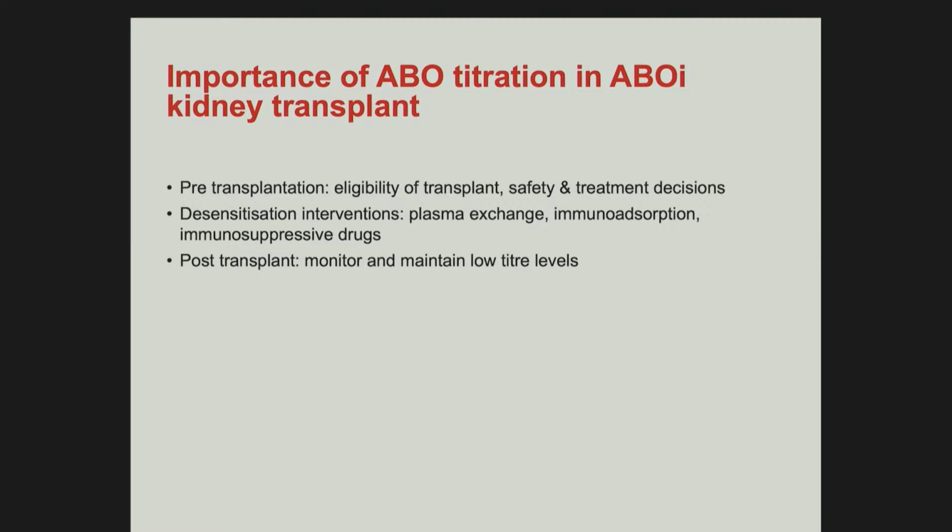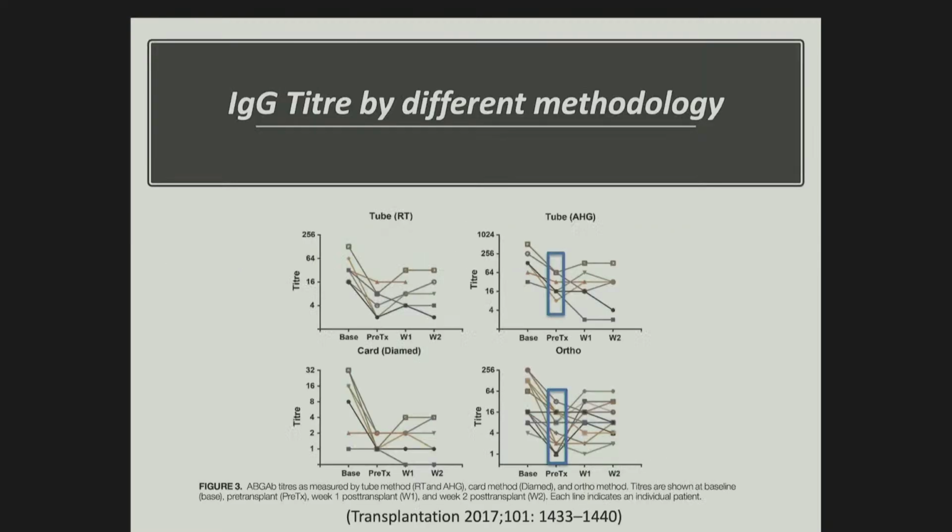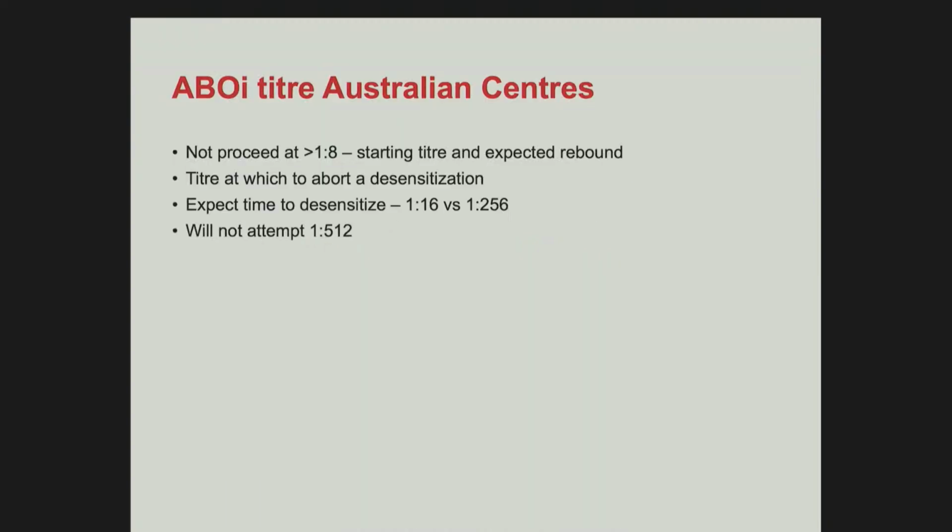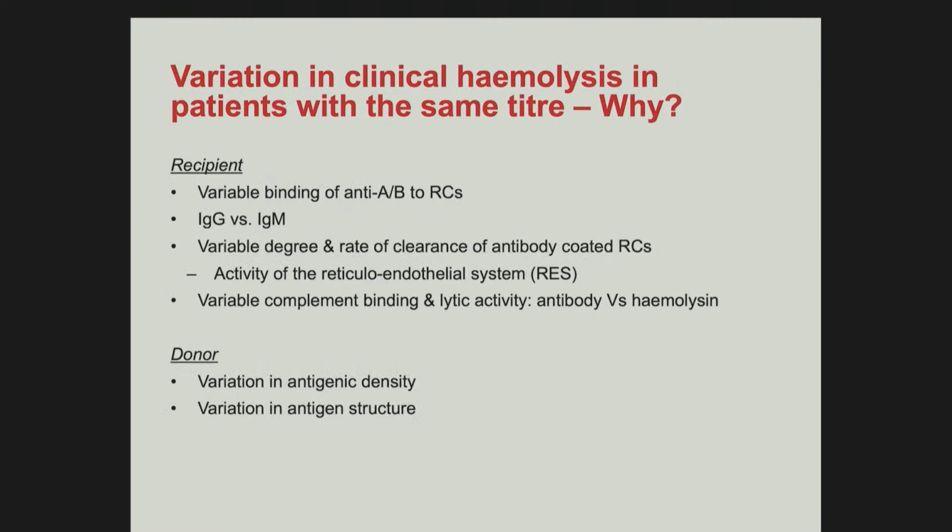Cadaveric transplant, and we've done a number, and they've been quite successful. Again, just to demonstrate the differences in titration levels using either automated or tube techniques, the variability in reporting titrations and technique is there. So we're aiming to have a titration level around 8. We wouldn't go ahead where it's really high. Wouldn't even attempt to decrease greater than 512.